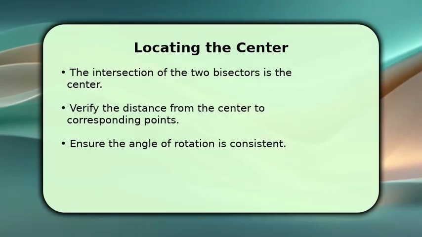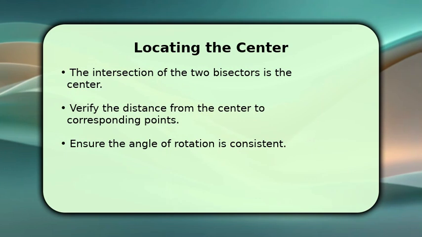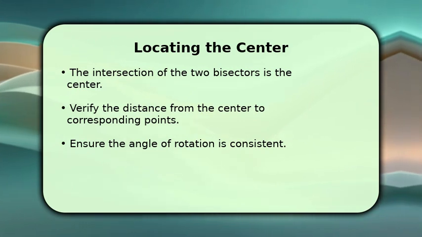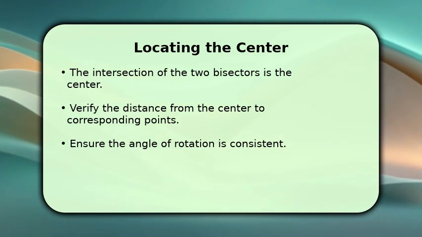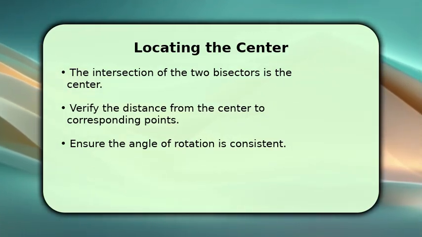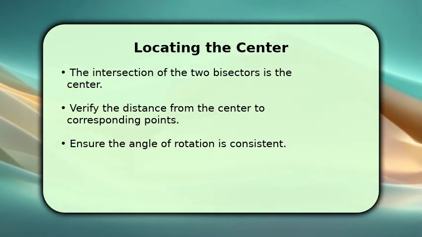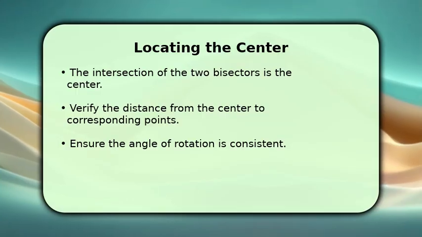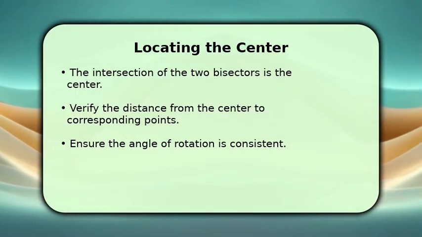Now, repeat the entire process for a second pair of corresponding points. Choose a different point on the original object and its rotated image, then draw another line segment. Construct the perpendicular bisector for this new segment. The point where these 2 perpendicular bisectors intersect is precisely your center of rotation. This intersection is the unique fixed point for the entire transformation.